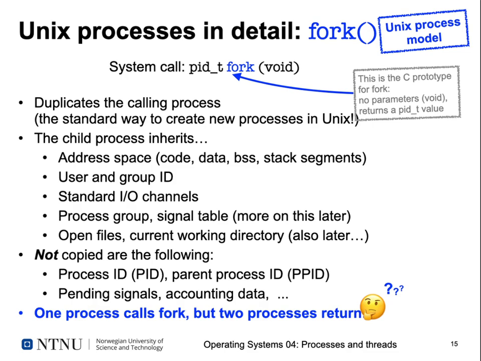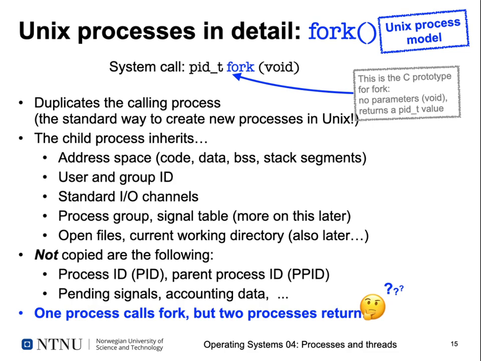As we've already seen, fork duplicates the calling process, which is a standard way to create a new process in Unix. And duplicating means it inherits almost everything of the process that calls it. So when we call fork, our operating system makes a copy of a lot of things. The address space: it copies the code, data, the BSS and stack segments. Also, the user and group IDs are identical in your child process as in the process that has called fork. The standard I/O channels are the same. So if there was an I/O redirection, for example, of our parent process, the child also inherits this redirection. Some things like process group and signal tables, and also the files you've opened, your current working directory, and so on.